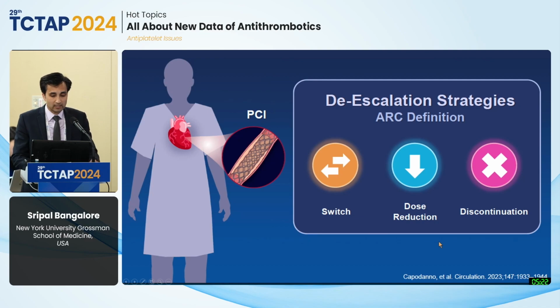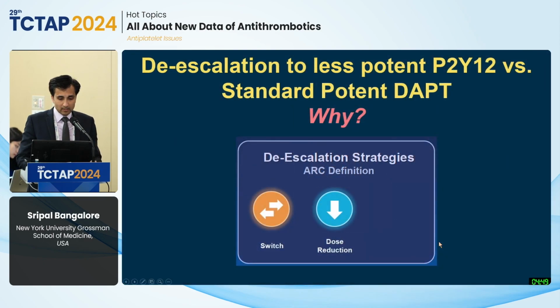So let's talk about de-escalation strategy, and this is based on the ARC definition. So how can we de-escalate? You're starting with the potent agent. You can de-escalate by switching from a potent P2Y12 to a less potent P2Y12, in this case clopidogrel. You can also do a dose reduction, which would be, if you start with ticagrelor or prasugrel, using a lower dose ticagrelor or prasugrel. And the third way of de-escalation is to reduce the duration of DAPT therapy by dropping either aspirin or P2Y12. Let's talk about each of these strategies in terms of de-escalation.